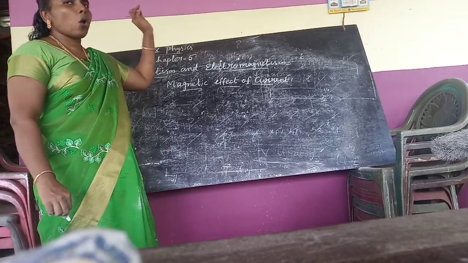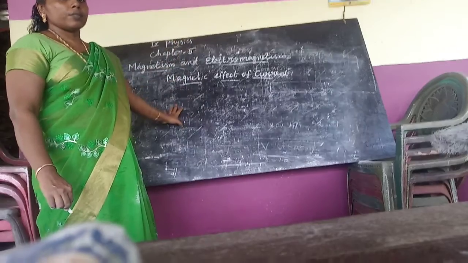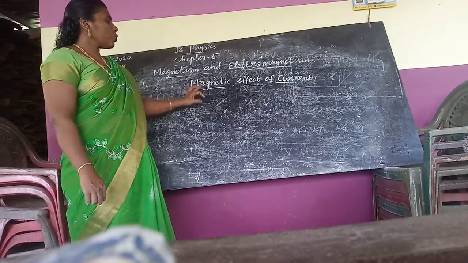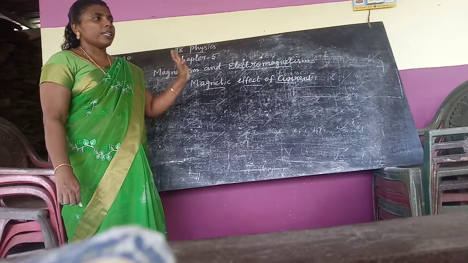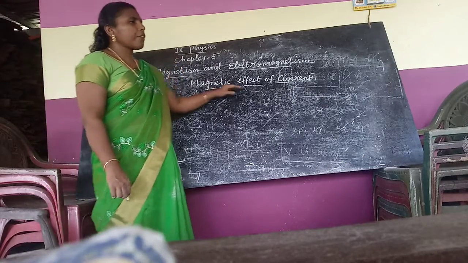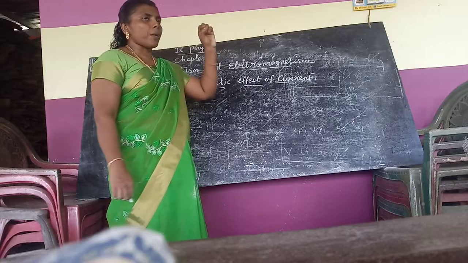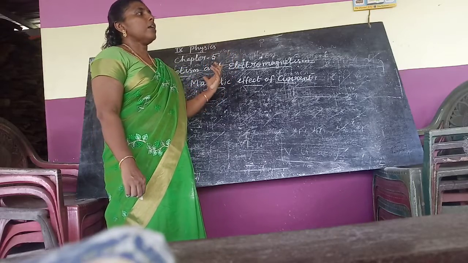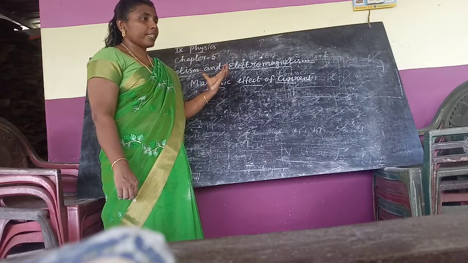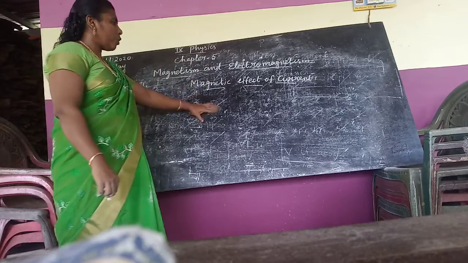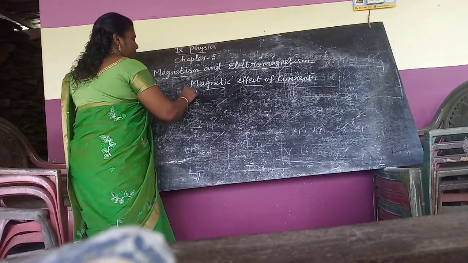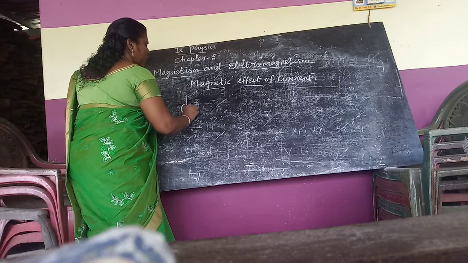When we switch off the current, what happens? It does not show the deflection. So from there we can find out that when the current passes through the conductor, the magnetic compass shows deflection. From this experiment, I am drawing the diagram. Just listen. This magnetic needle.